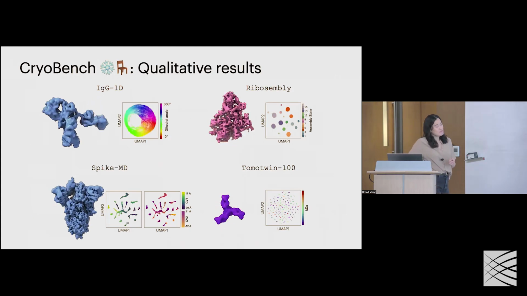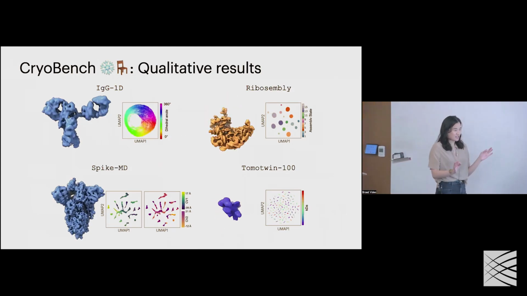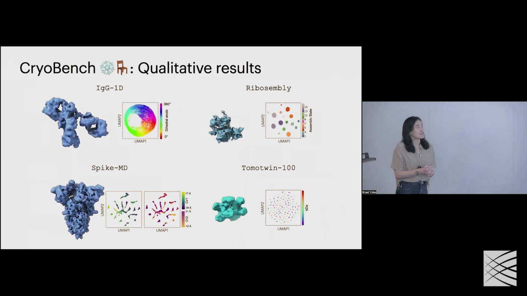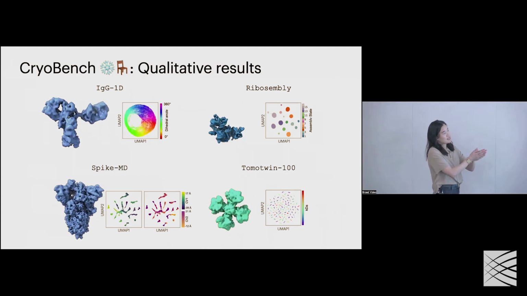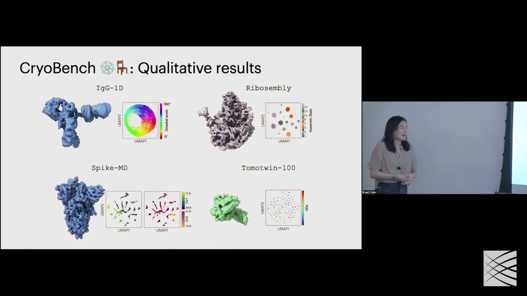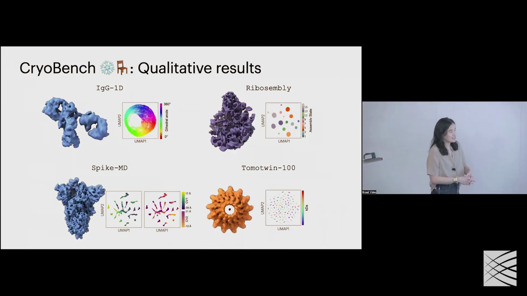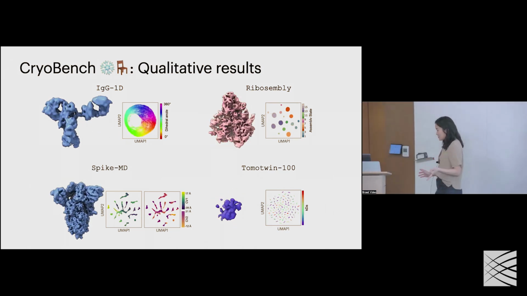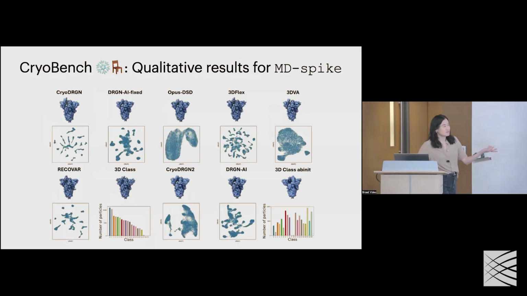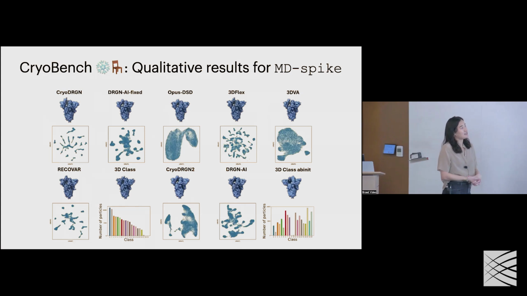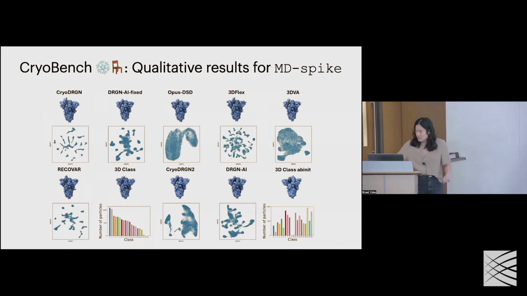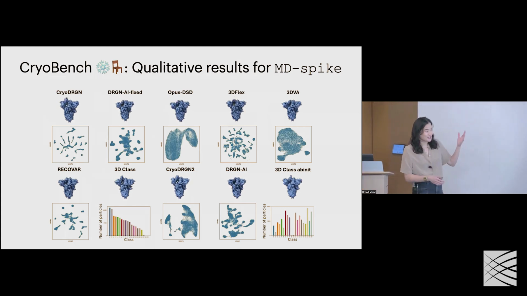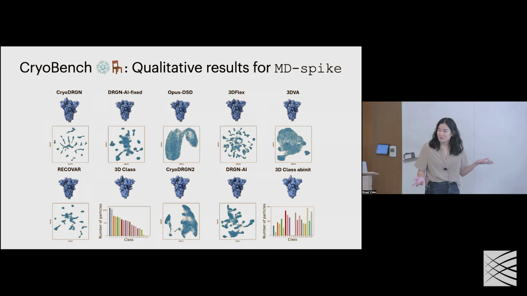Okay, so in cryo-EM, we still definitely want to check the results qualitatively. So here are cryoDRGN results on these different data sets. Again, for IgG1D we have a nice rainbow circle. For riboassembly, we have 16 different clusters. And maybe in these cases, for SpikeMD and TOMO2, it becomes less clear how we interpret the results, especially when we want to compare between methods. So here's cryoDRGN and a bunch of other heterogeneous reconstruction methods. We have both the structures and also these latent spaces. And so how do we analyze them?